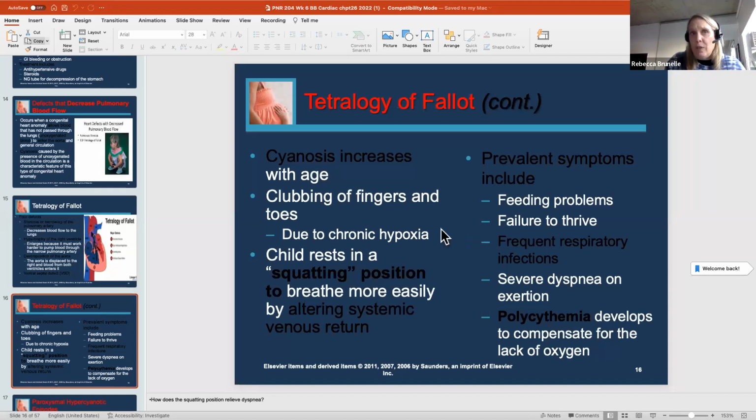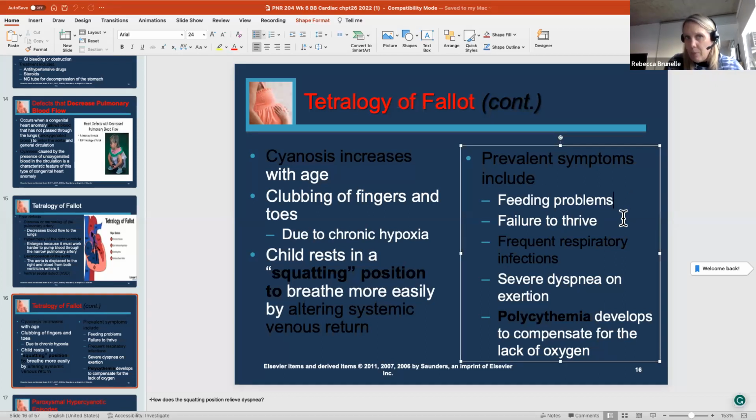So, certain things that you would see with these patients before they have surgery to fix it, they can have feeding problems. They maybe aren't gaining weight well and get respiratory infections. And then they have polycythemia. Does anyone know what polycythemia means? Is that extra red blood cells? It is. So the red blood cells are the cells in your body that transport oxygen.